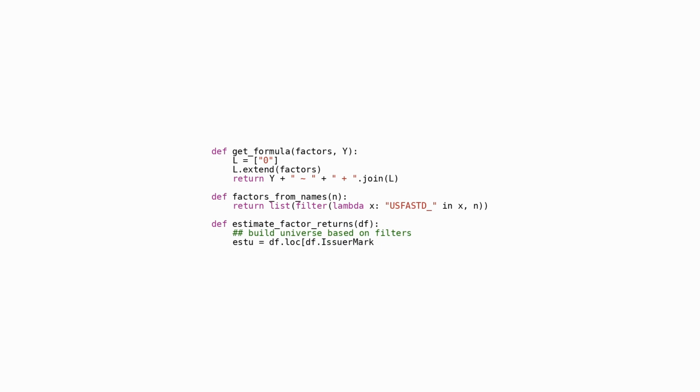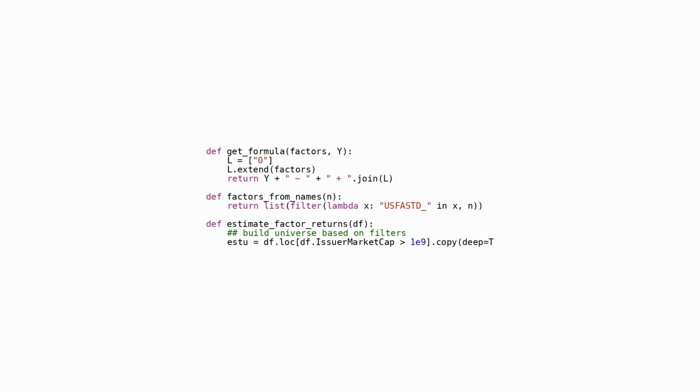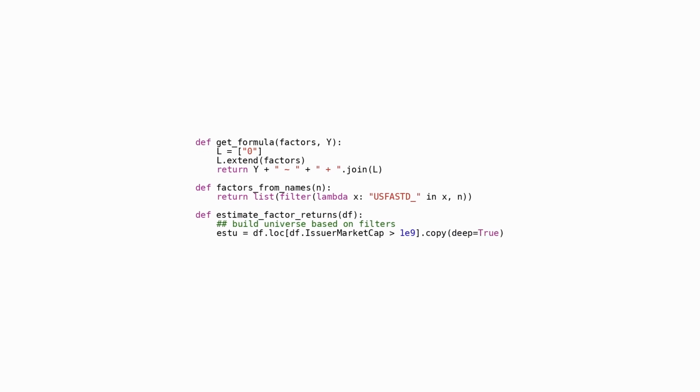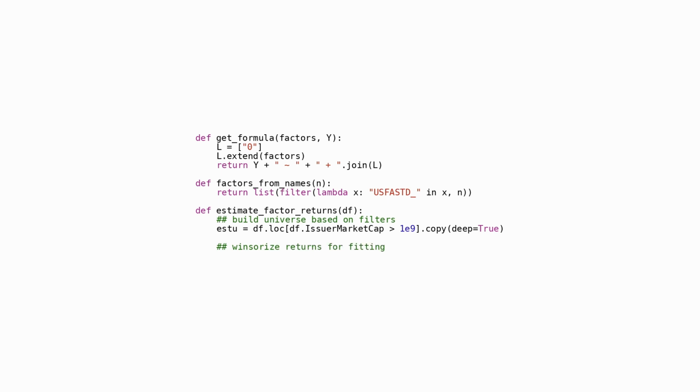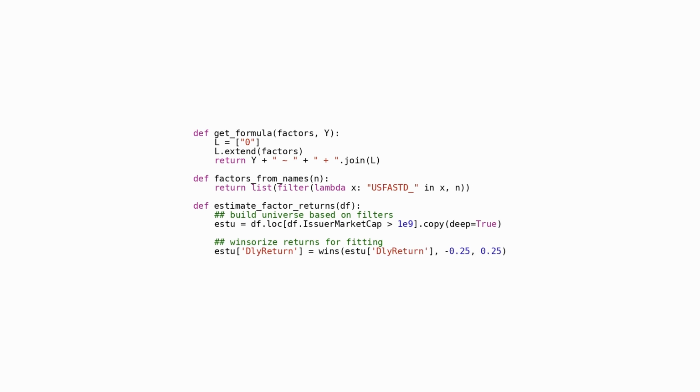3. The estimate_factor_returns function estimates factor returns from a data frame, df. It performs a series of steps to prepare the data, which includes filtering the data frame to include only securities with a market capitalization greater than $1 billion, creating a universe of large cap stocks. Applying a winsorization process to the daily returns by limiting the extreme values to a specific percentile range to mitigate the impact of outliers during model fitting.